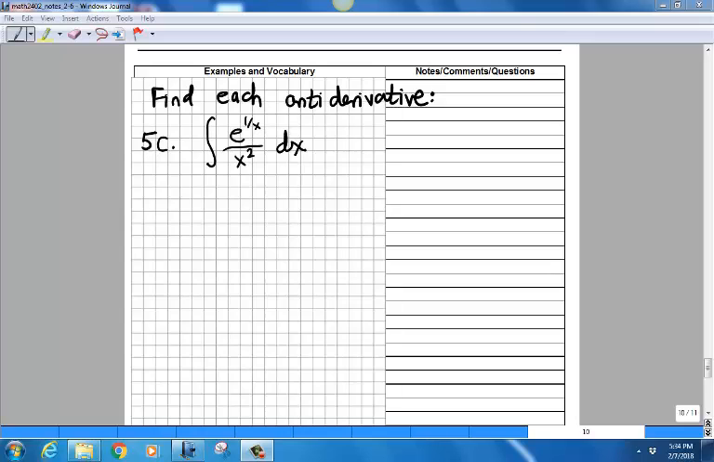Okay, let's take a look at this example of finding an antiderivative that involves an exponential function. In this case, e to the 1 over x. So I'm going to find this antiderivative by substitution, and I want to let my substitution be u for 1 over x, so that when we substitute, we'll have in our integrand just e to the u.